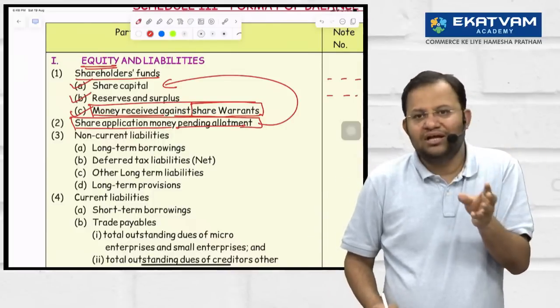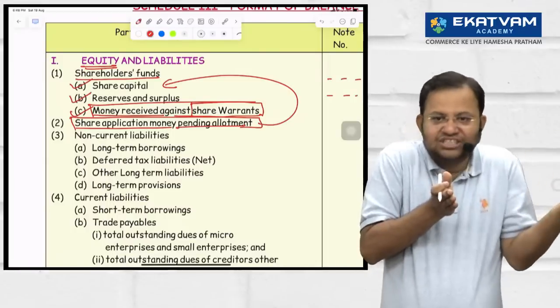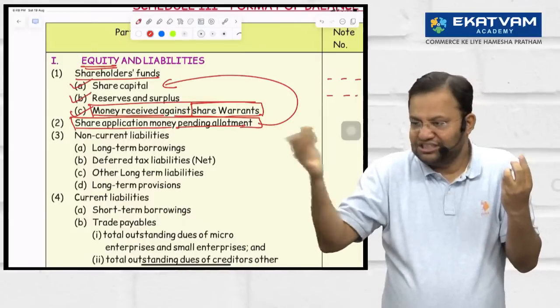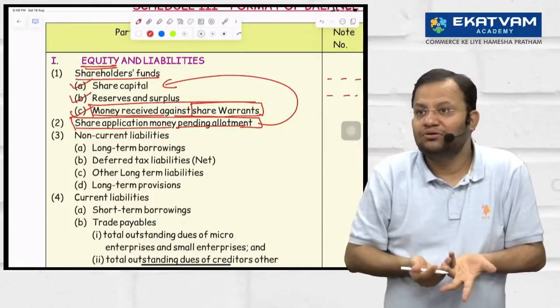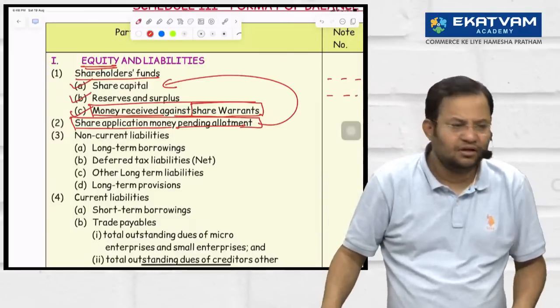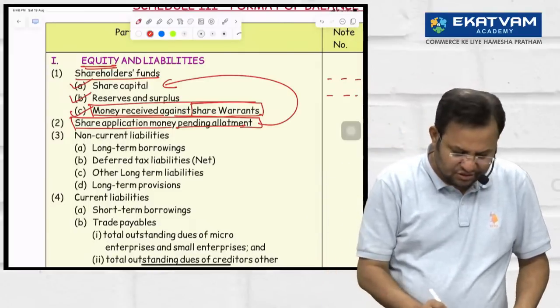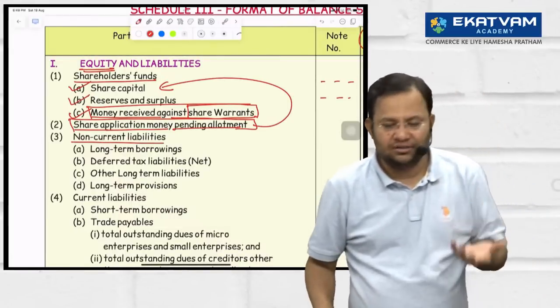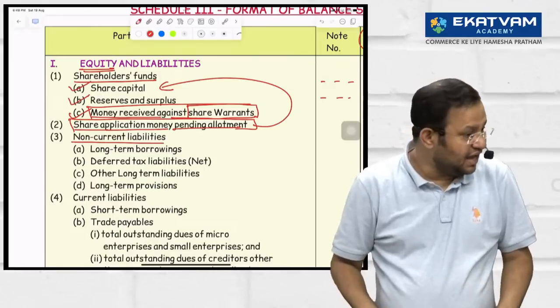But problem क्या होता है? Just before the balance sheet I received application money and allotment is done after balance sheet. So balance sheet date पे कहां पे दिखाऊं? balance sheet date पे capital नहीं ना? कुछ समझा ना? non current liabilities. non current मतलब long term. non current का मतलब क्या है?